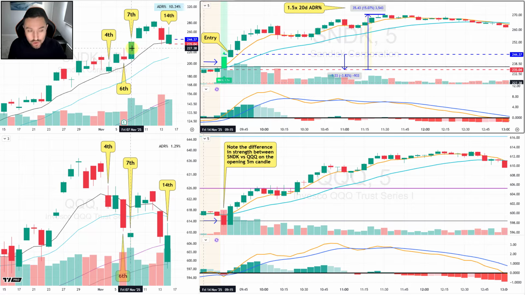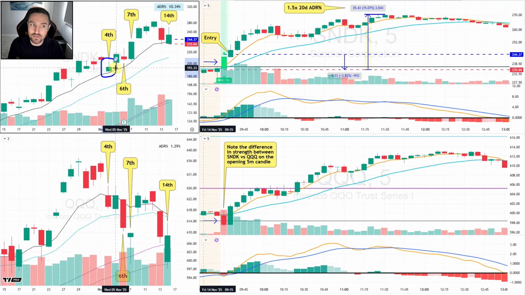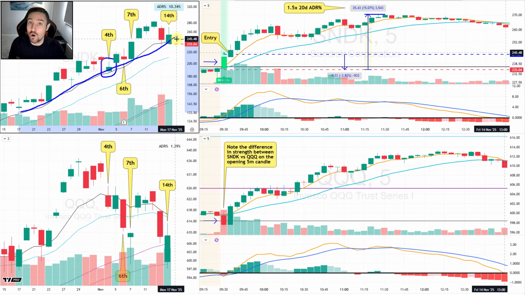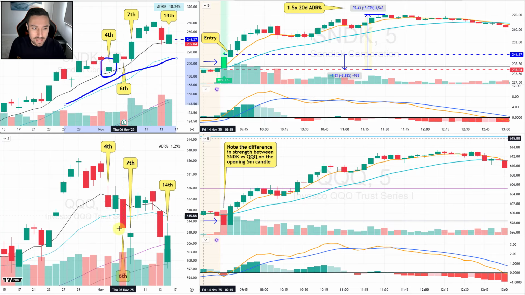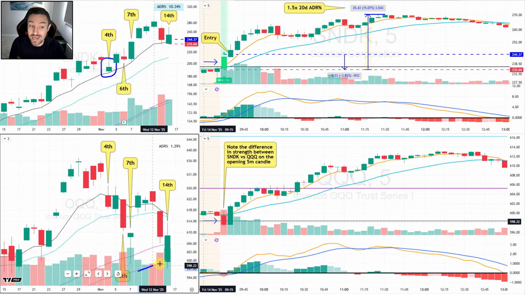But SNDK was doing something very interesting on the daily chart. So this is what I try and dial in on, okay? If we take a look at the 4th, so this is the 4th of November here, okay? And as I said, the black line is the 10-day EMA on my chart. The blue line is the 21-day EMA. The purple is the 50-day. And the grey is a 65-day EMA. Okay, so 10, 21, 50, 65 day.